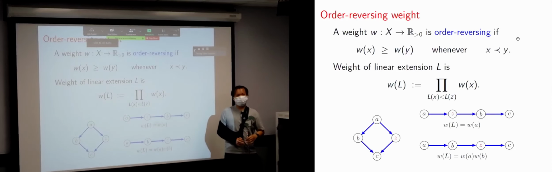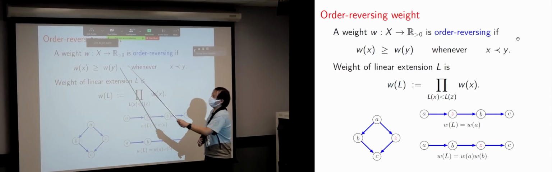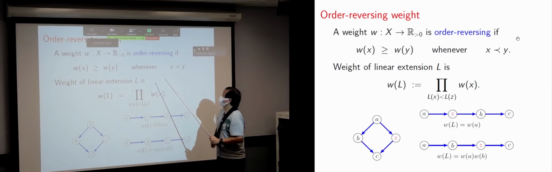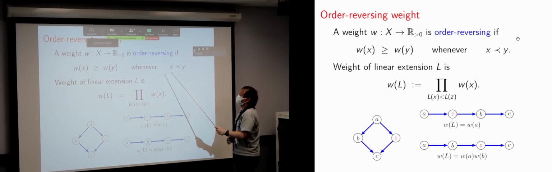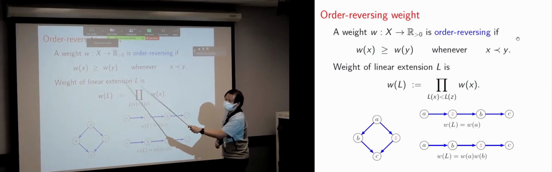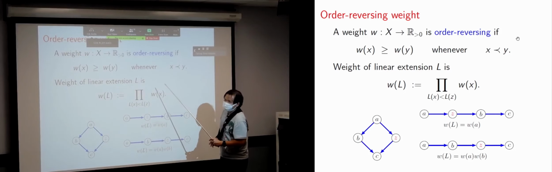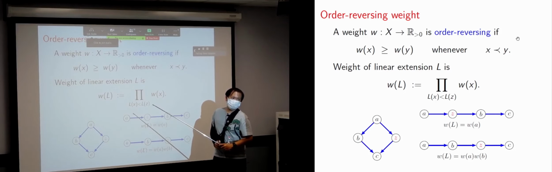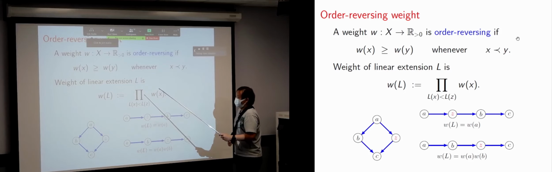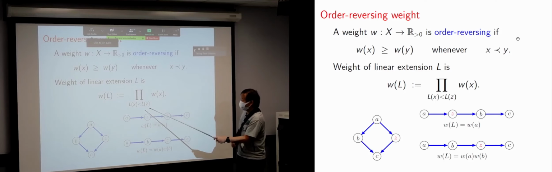Here is what I mean by that. A weight here is simply a function, let's call it W, that sends the elements of the poset to, let's say, positive integers, just to be non-technical. We say it's order reversing if the weight of x is greater than the weight of y whenever x is less than y in the poset. If x and y are incomparable, then there's no condition. This weight can be extended to a linear extension by taking the product of all of the weights of the elements in the extension that are less than z.